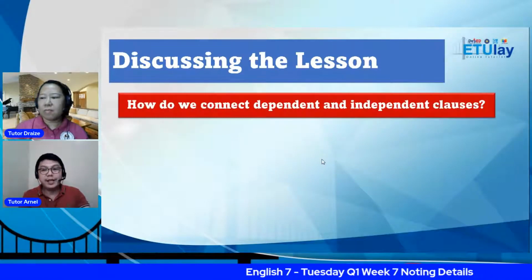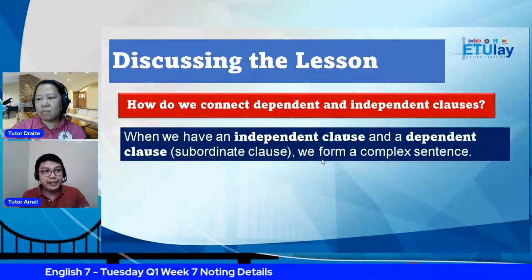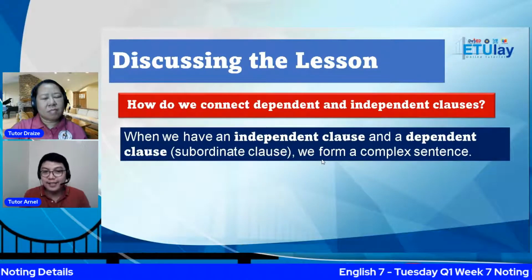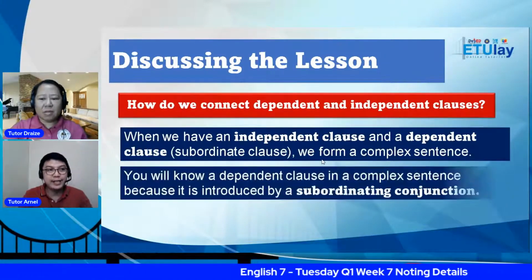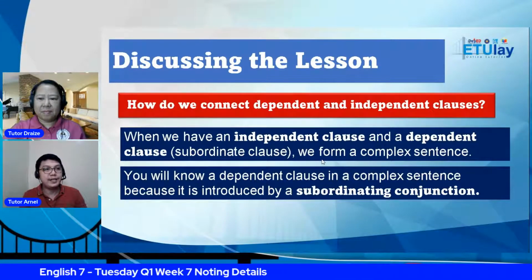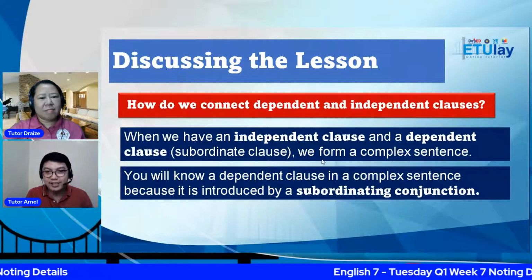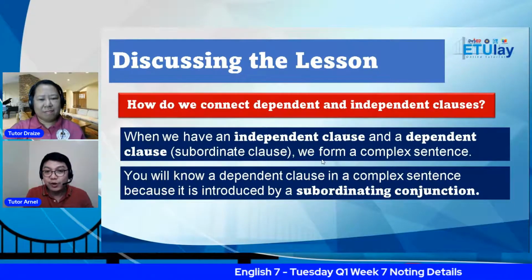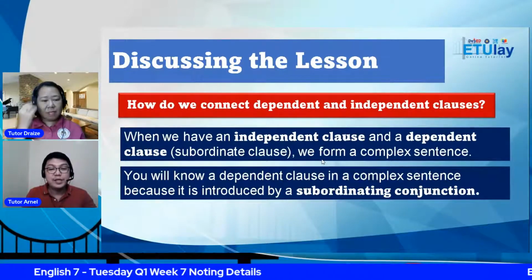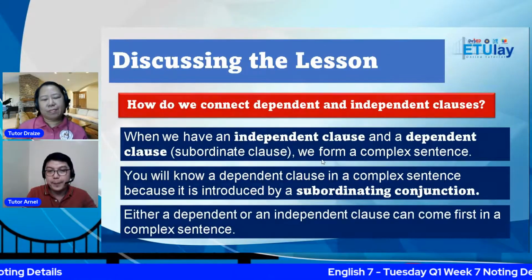So how do we connect dependent and independent clauses for the dependent clause to be complete? When we have an independent clause and a dependent clause or subordinate clause, we form a complex sentence. So it's a different type of sentence, no? So you will know a dependent clause in a complex sentence because it is introduced by a subordinating conjunction. That's why it's called a subordinate clause as well, because dependent clauses are introduced by subordinating conjunctions, which you will see in the examples later.